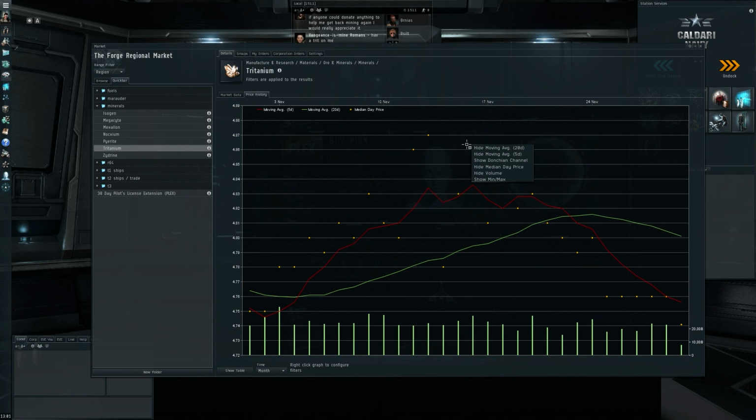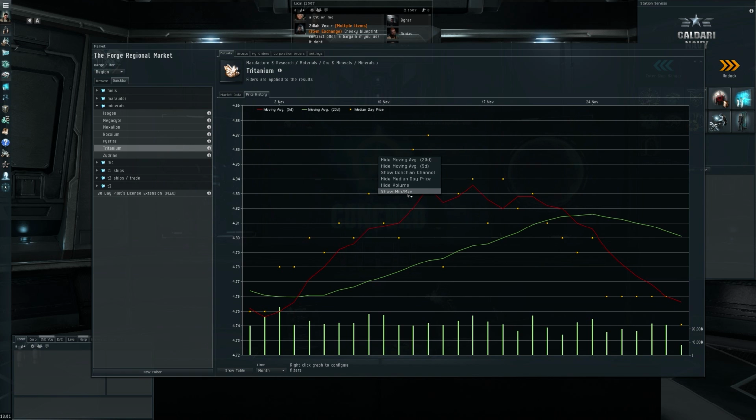You can just right click on the chart, which I didn't really know, and then you can actually hide certain information. The big one here is the min and max prices, which were the strange data points that we would constantly see that would push some of the charts all the way at the bottom of it, so that any trends would no longer be visible. So we're just showing the 20-day moving average, which is the green line, the 5-day moving average, which is the red line, and then the median day price, which I think is the data point.